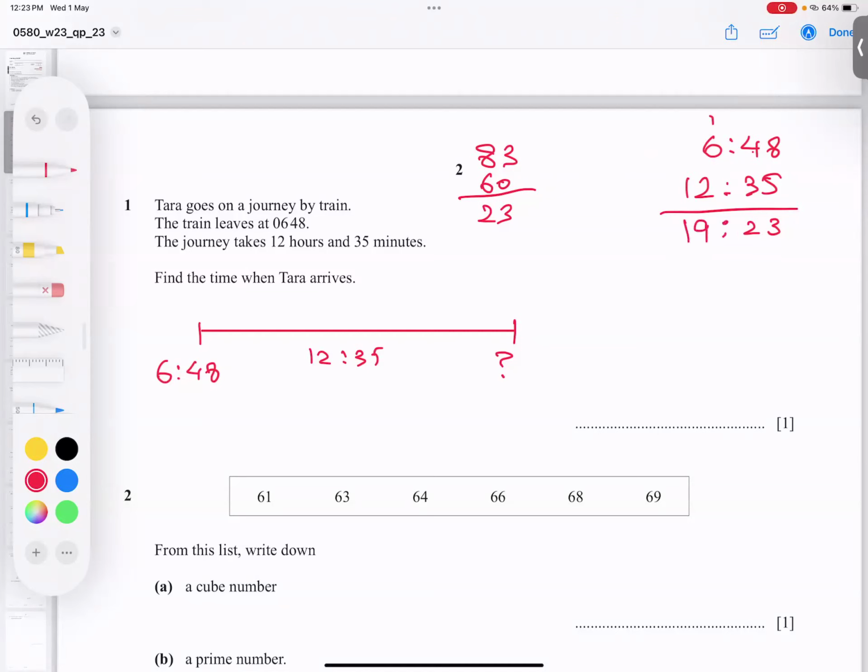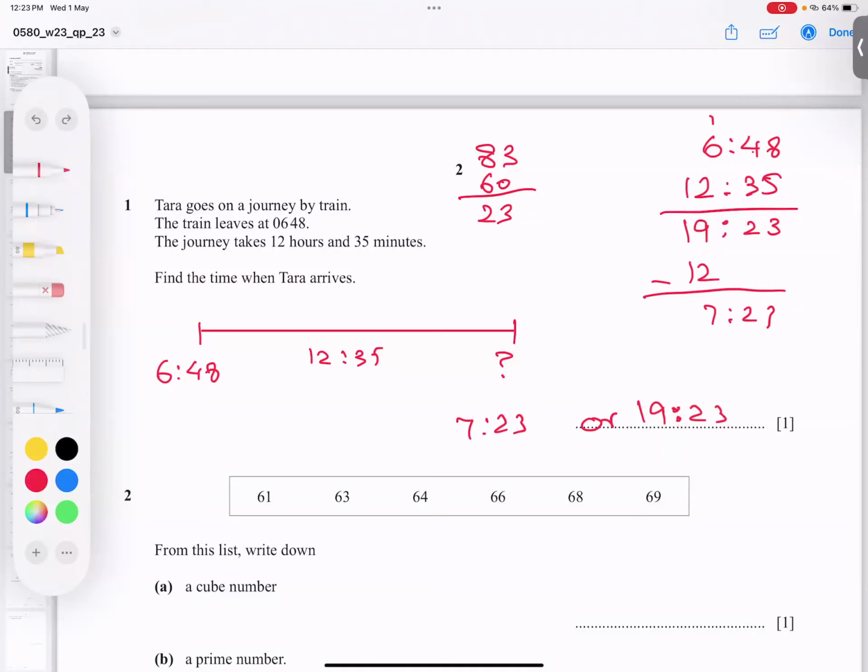And so the answer is 1923. This is the correct answer, but this is a 24-hour system, because when you move 1, 2, 3, 4, 5, 6, 7, 8, 9, 10, 11, 12, out of 12, no 13, 1. So if I subtract 12 from here, I get 723. So the second answer is 723. But if you write the first one, even that is correct, no problem at all.